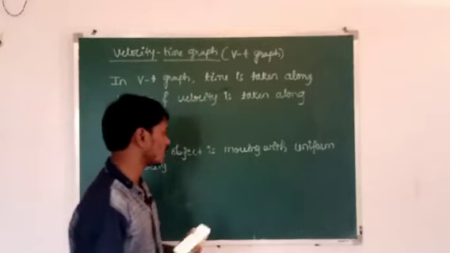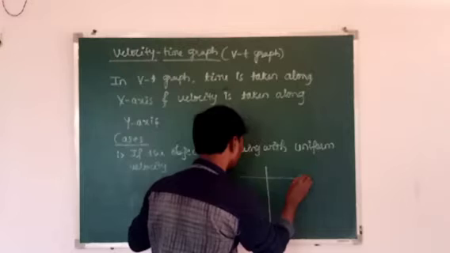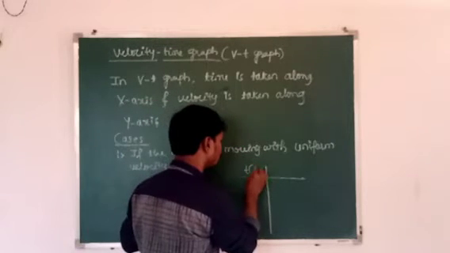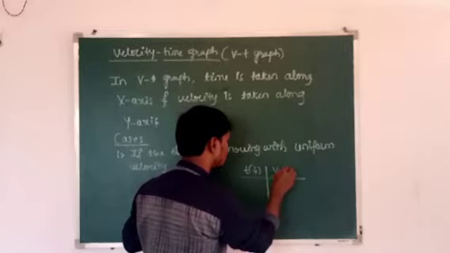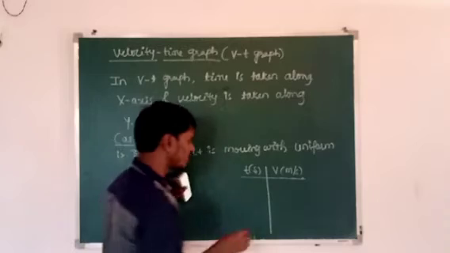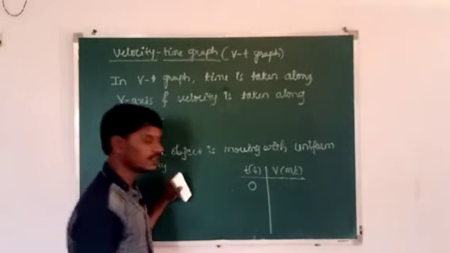Okay, so let us consider the table. In the first column I will take the time, that is in second. In the second column I will take the velocity, that is in meter per second. Okay, so at 0 second the velocity of the object can be noted down as 10 meter per second.